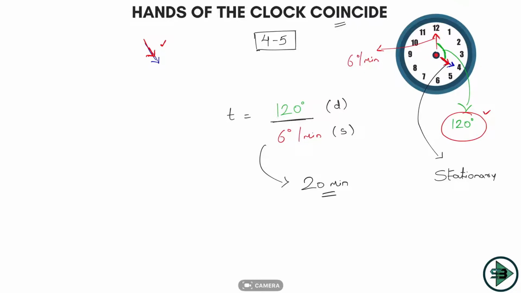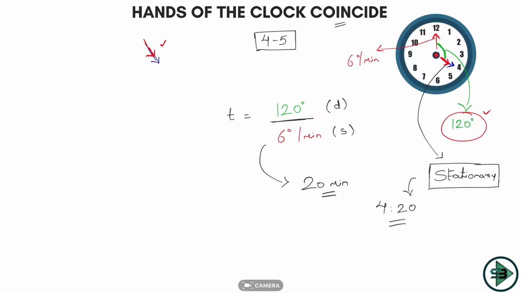So it is already 4 o'clock. If you add 20 to that, at 4:20 the two hands of the clock will coincide, and that is my answer. Okay, but what is the problem here? I considered the hour hand to be stationary. That is when the answer came to be 4:20. In 20 minutes the minute hand will overlap over the hour hand, given the fact that the hour hand is stationary.